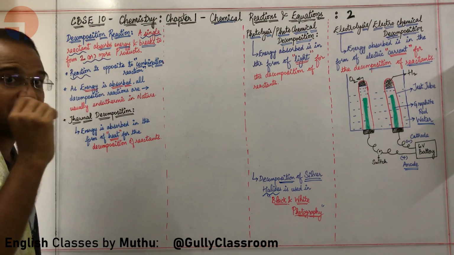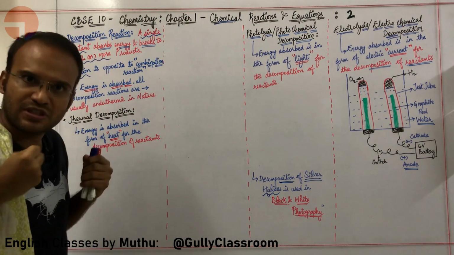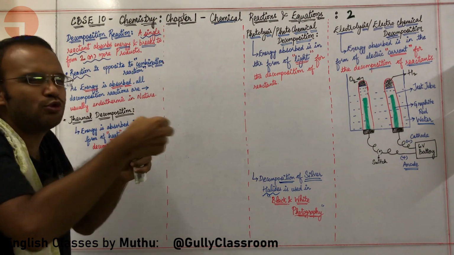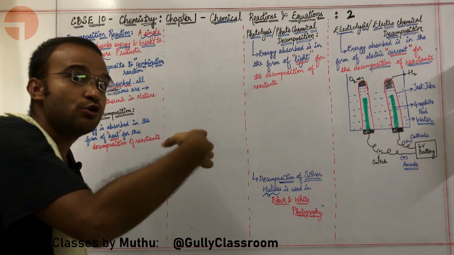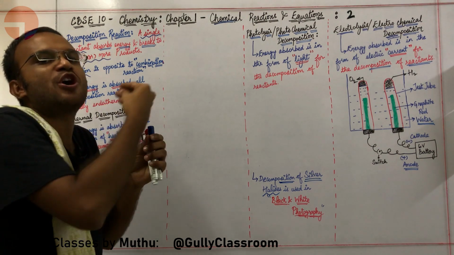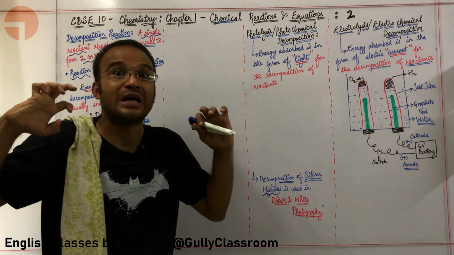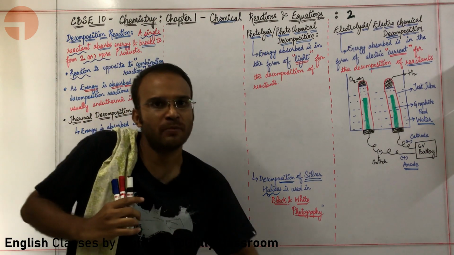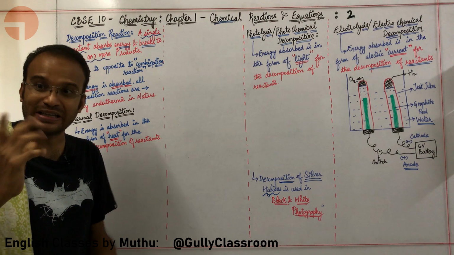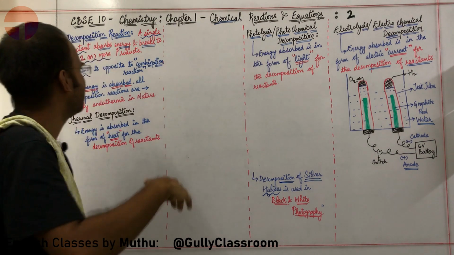A decomposition reaction is a chemical reaction where a single reactant absorbs some energy and breaks to form two or more products. This reaction is the complete opposite of combination reaction. In combination reaction, two or more reactants join together to form a single product. In decomposition reaction, a single reactant absorbs energy and breaks to form many products.